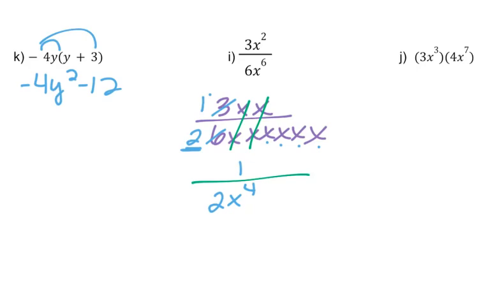All right, next one, 3 times 4. You kind of do your coefficients times your coefficients, and we'll get into exactly what a coefficient is. So that would be 12, x to the 3rd times x to the 7th would be x to the 10th. 12x to the 10th, that's it.